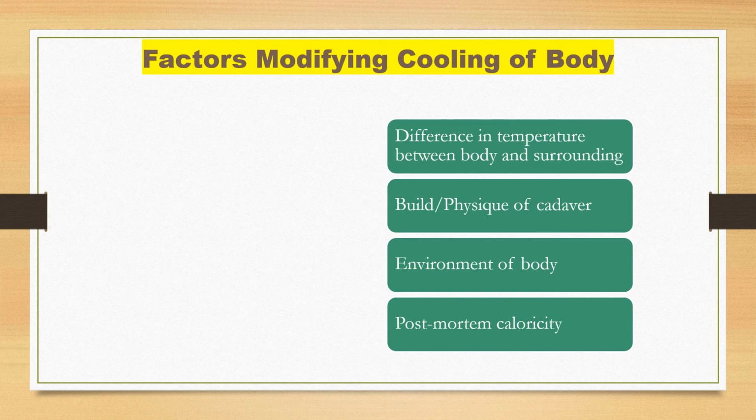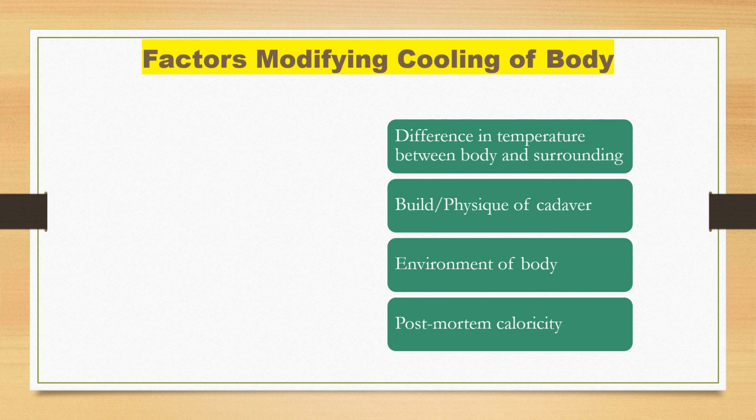The factors which modify temperature regulation after death include the difference in temperature between body and surroundings. If the body is in fever, then the body will take more time to cool as compared to the surroundings. And if the person was suffering from hypothermia, then it will be faster to cool the body. If the person's physique or build is more than average, then again it will take more time to cool. And if the outside temperature is cold, then it will be faster, and if the temperature is hot, the cooling will be slower.